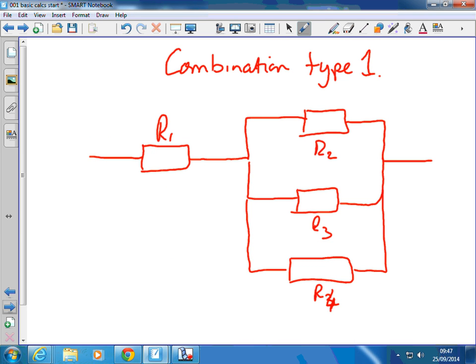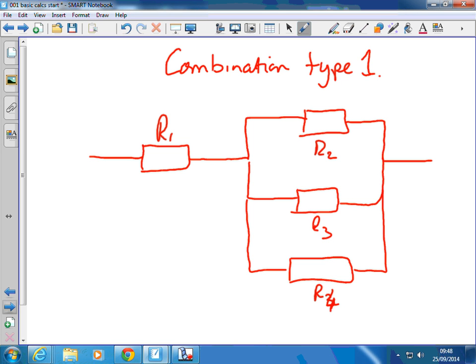And then we get two different types of combination circuit. This is where we've got one single resistor in series with three others in parallel. Yeah. To calculate the total here, we would do the parallel. I asked you. I've given it away now, really, haven't I?